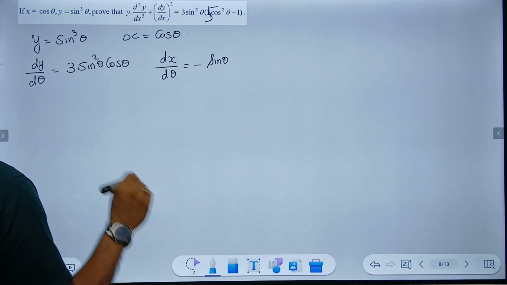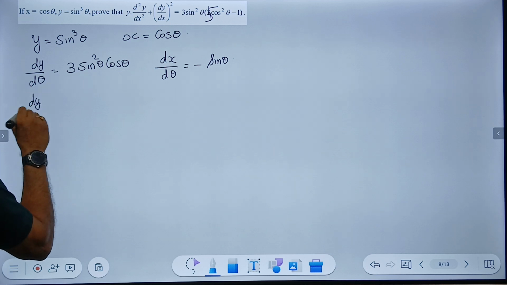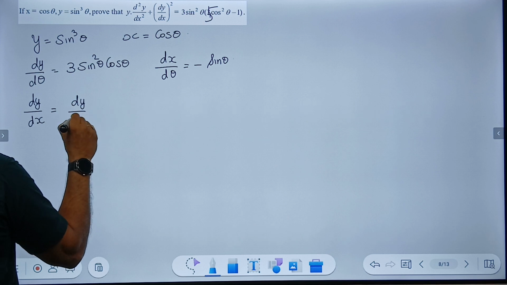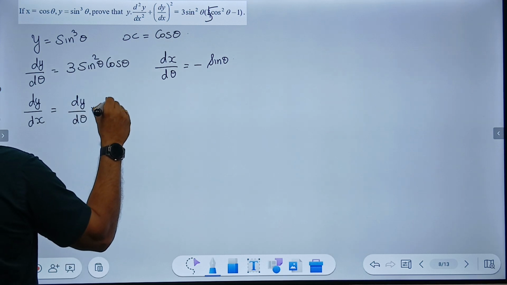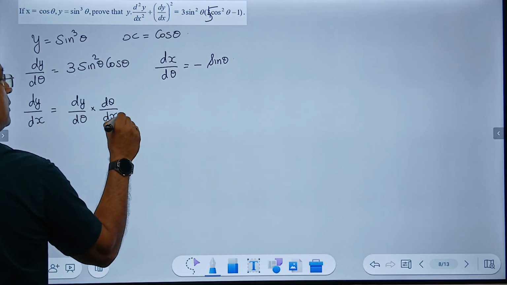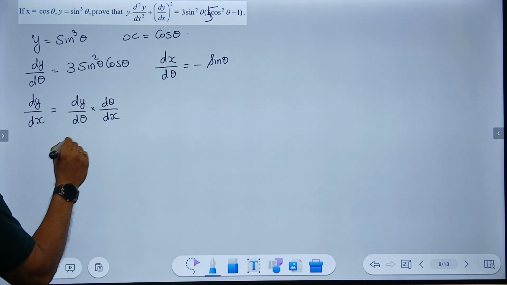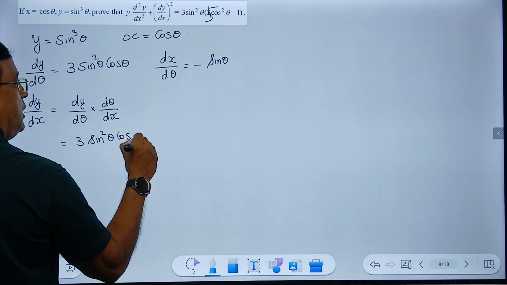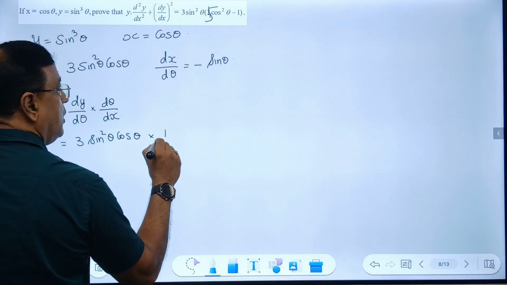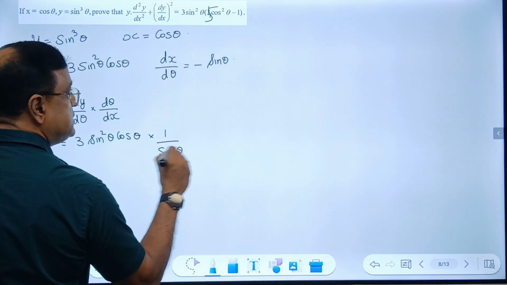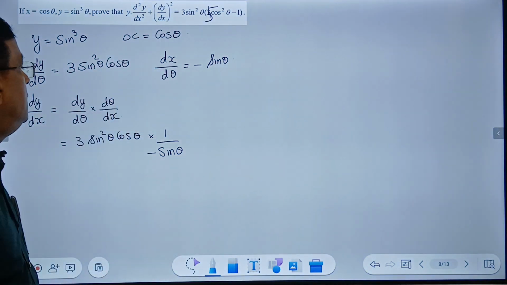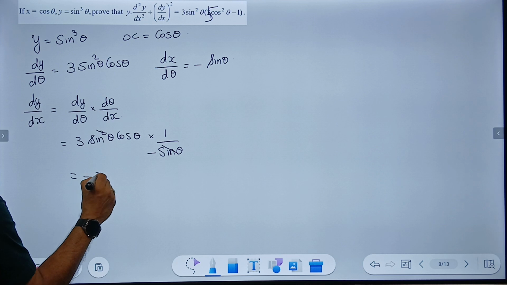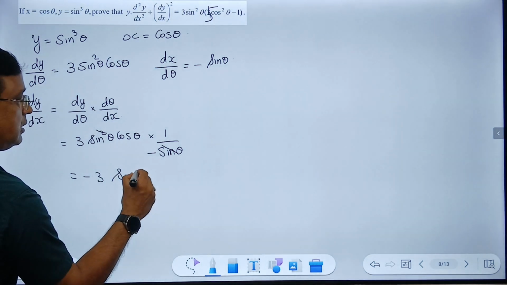Okay. So now I want to find dy by dx. How do I find dy by dx? dy by dx is dy by d theta into d theta by dx. Now dy by d theta is 3 sine square theta cos theta, and d theta by dx will be 1 by sine theta with the minus sign. Okay. So now sine and sine get cancelled. I am left with minus 3 sine theta cos theta.